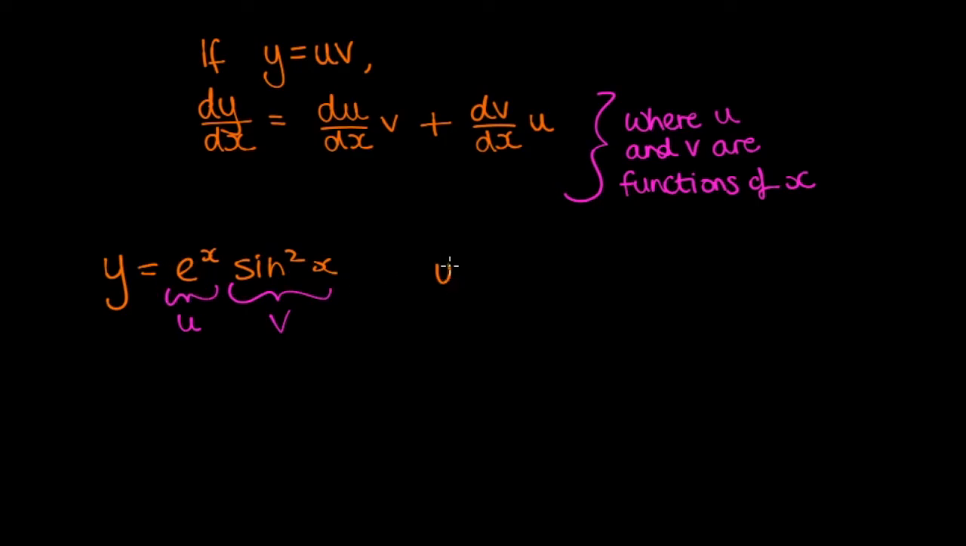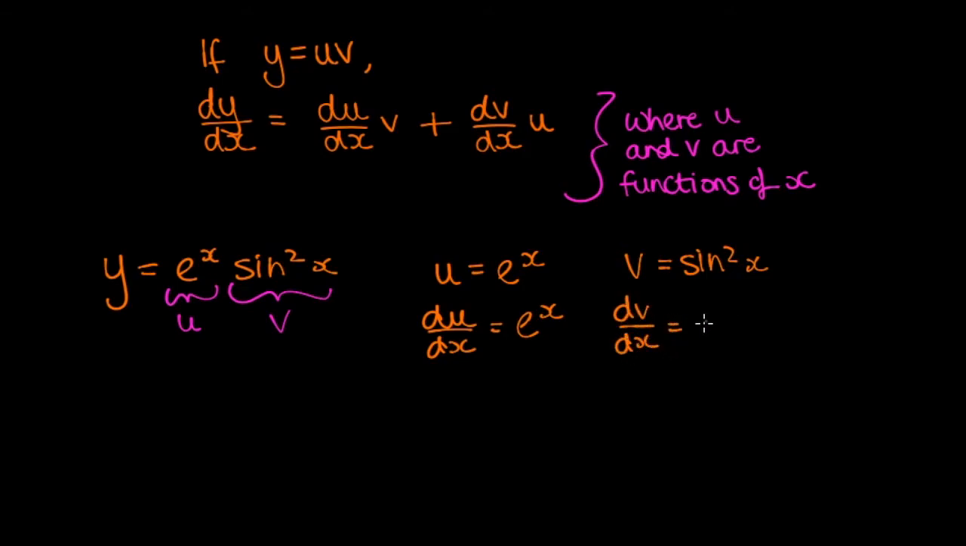So if u is equal to e to the x, then du by dx is e to the x because the derivative of the exponential function is itself. But for v, so v is equal to sine squared x, then dv by dx is 2 sine x. So we're bringing the power down and we're multiplying by the inner derivative, which is cosine x. So the derivative of sine squared x is 2 sine x cosine x.